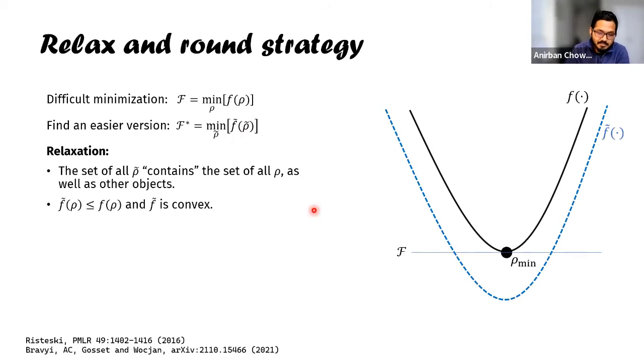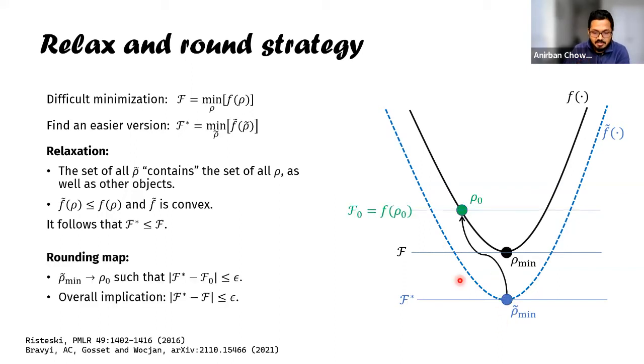And this f tilde will be designed in such a way that it's in some sense a lower bound to this function f if you evaluate it on valid density matrices. And it'll be convex so that we can run convex optimization. So if you now do this relaxed optimization problem, we're going to get a lower bound to the free energy. But the issue is we won't know how far this lower bound is.